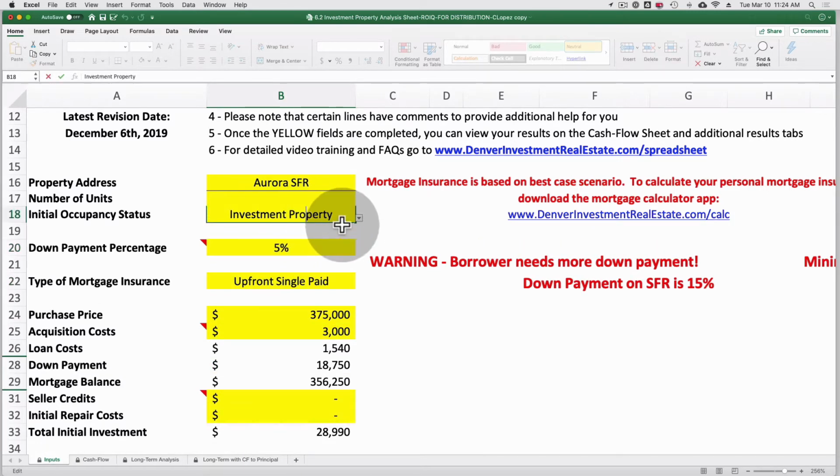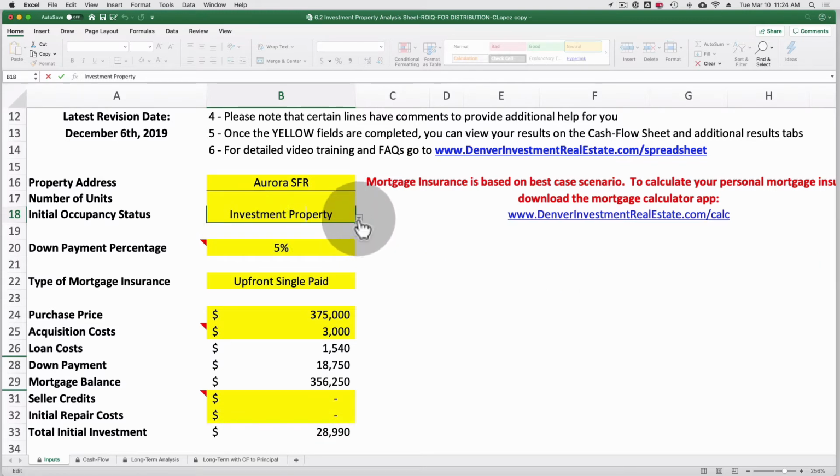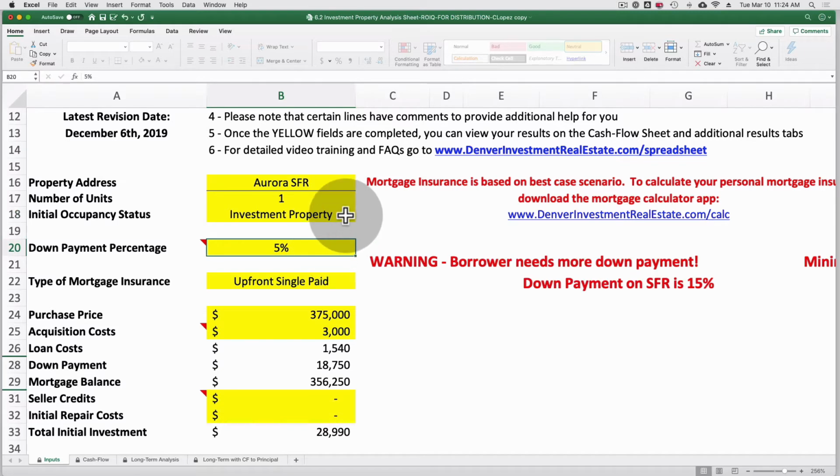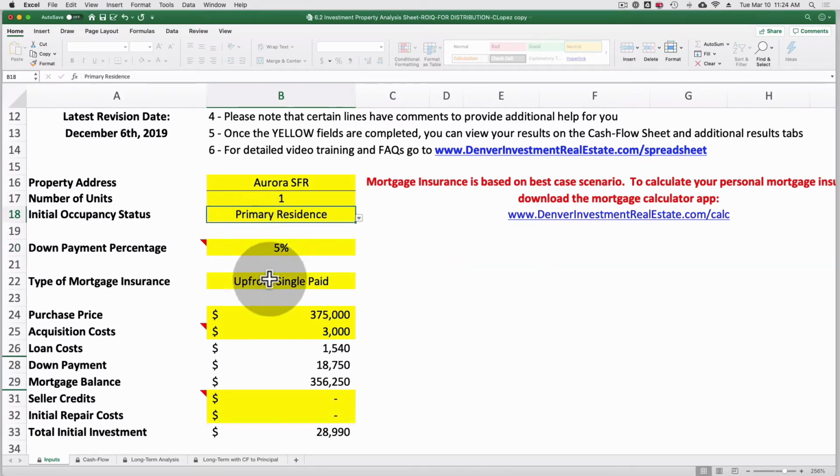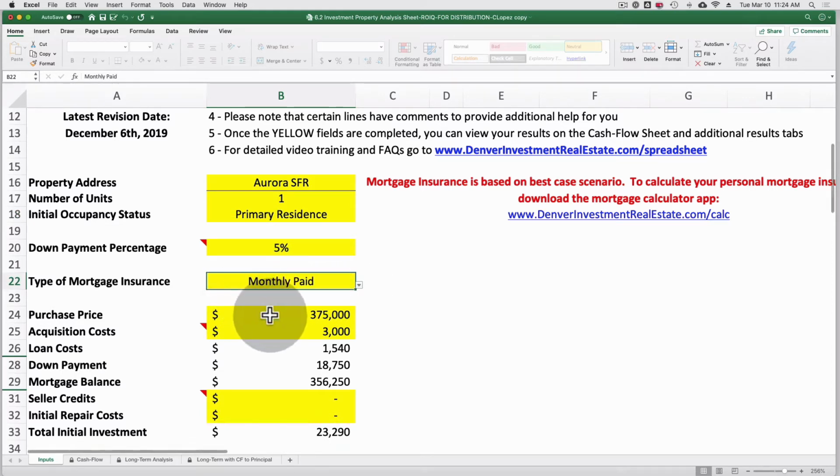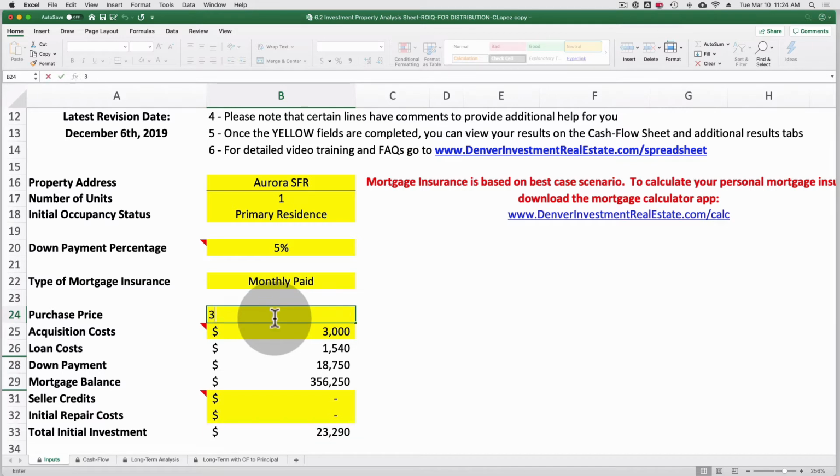Okay, so we're doing a primary residence again here. Whoops, I can't control this Mac mouse. I don't know how to do it. Oh, what am I doing here? There we go. All right, and so we did monthly mortgage insurance, I do believe. Correct. All right, what was the purchase price on this home? $375. $375.